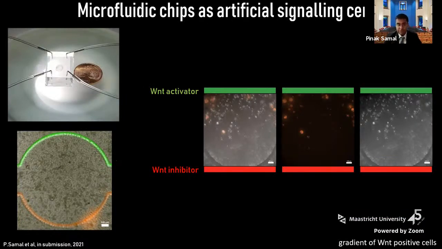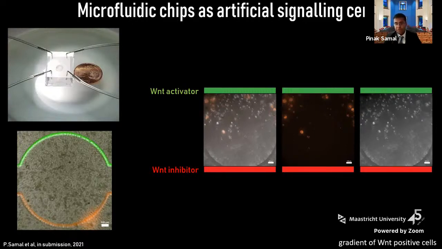We did this with different microstructures. For example, using PMMA with microchannels, we used it as a master to fabricate chips in PDMS. And these PDMS chips were used as microfluidic artificial signaling centers.